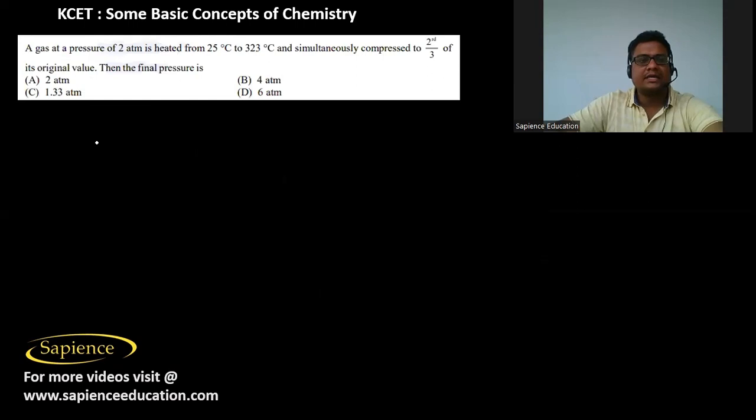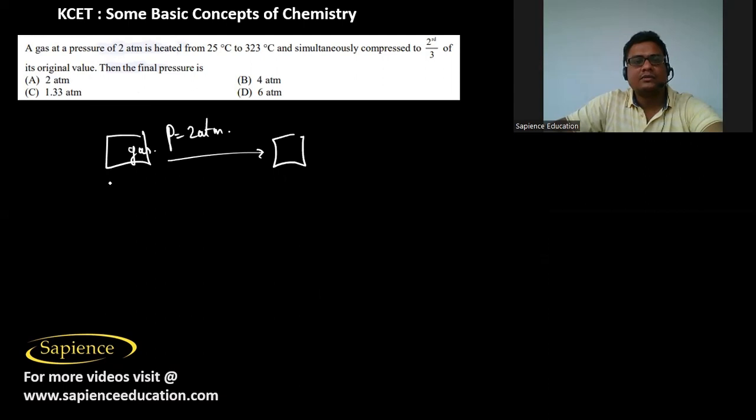Then here it is told a gas at a pressure of 2 atmosphere. There is a gas whose pressure is 2 atmosphere. It is heated from temperature T equal to 25 degrees Celsius, means 298 Kelvin, to a temperature 323 Kelvin, means 323 plus 273, that is equal to 596 Kelvin.